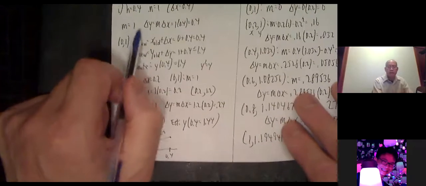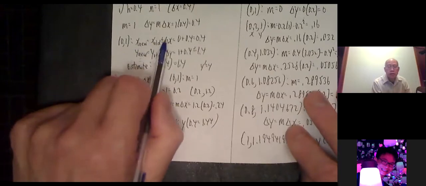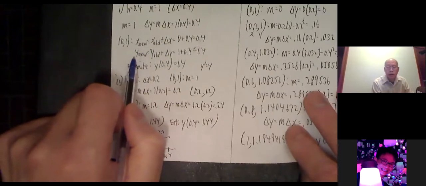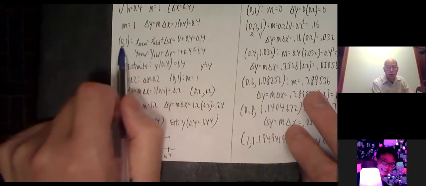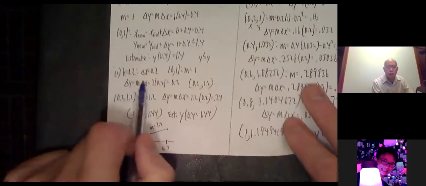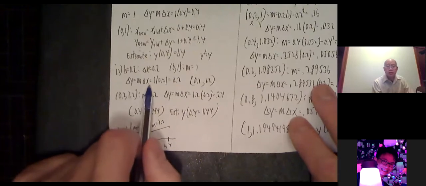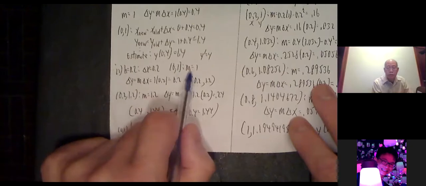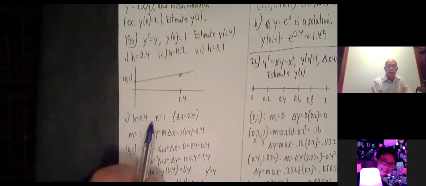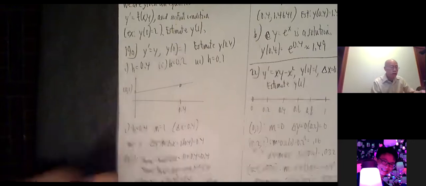Now I keep doing this stuff. The new x is the old x plus delta x. Same thing for the y. The new y is the old y plus delta y. So I started at 0, 1. What is delta y? Okay, so my m is 1. How did I get to 1? Slope means derivative. Y prime was equal to y. So I start off at 0, 1. I plug in 1 for y. Slope is 1.